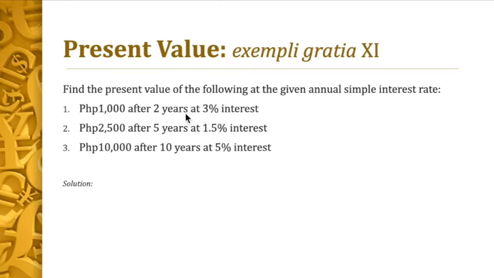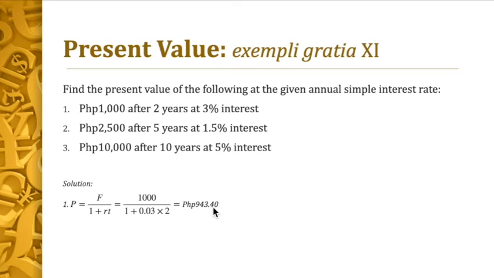So for number 1, F is 1000, divided by, open parenthesis, 1 plus 3%, which in decimal is 0.03, right? Times 2. That is going to give us 943.40. It became 40 because in the calculator it shows 396, so we round it up, so 40.